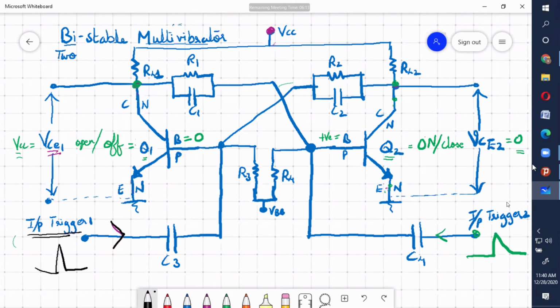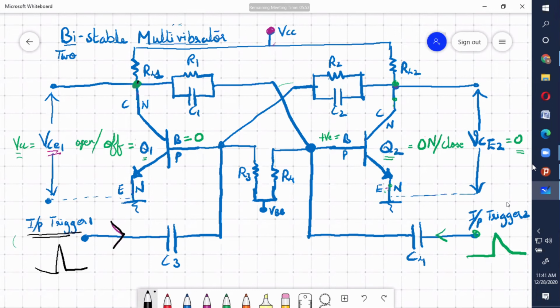Q1 is on and Q2 is off. Because Q1 is on, what is the output at this point? 0. This 0 is being fed to the base of Q2. So because of that, Q2 will go to which mode? Off. And what is the value of VCE2 at that time? VCC. That is another stable state.